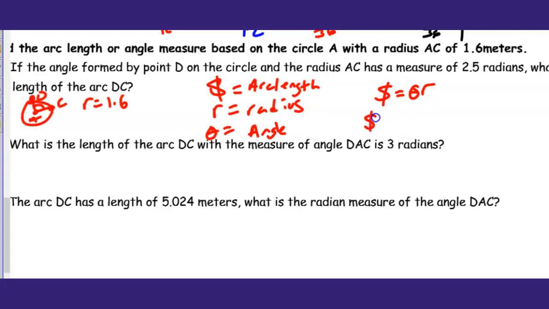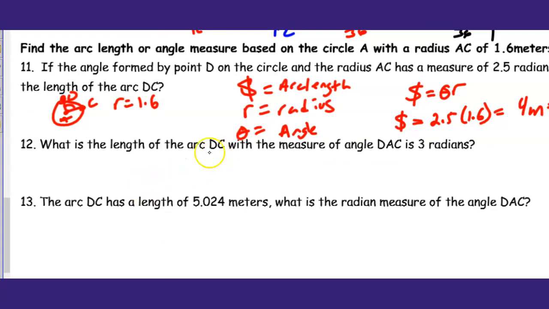But we know what it is. We know what theta is. Theta is going to be 2.5, and R is 1.6. So if we multiply the two, we're going to get 4 meters. I said meters, I don't know why I said meters, guys. But there you go. The arc length DC. I'm just gonna write it right here. Arc DC is 4.